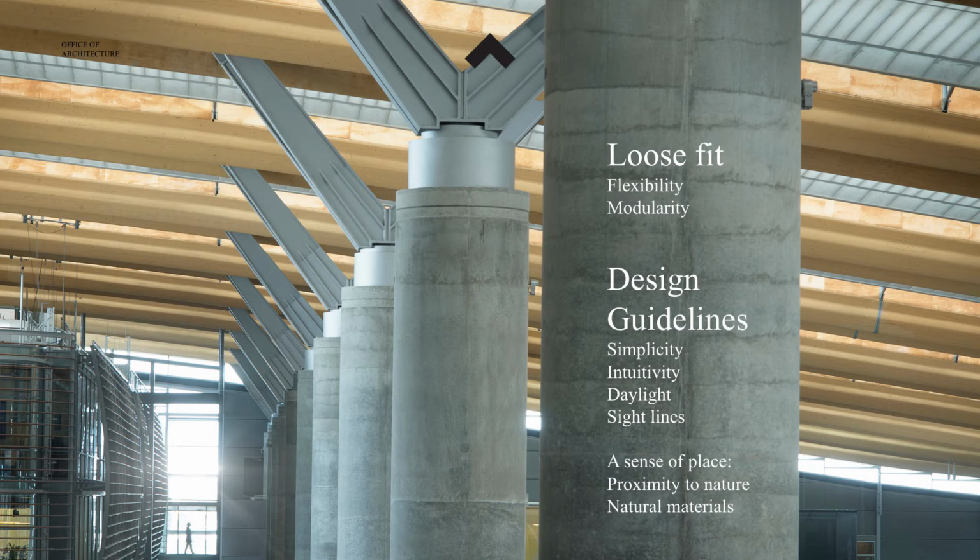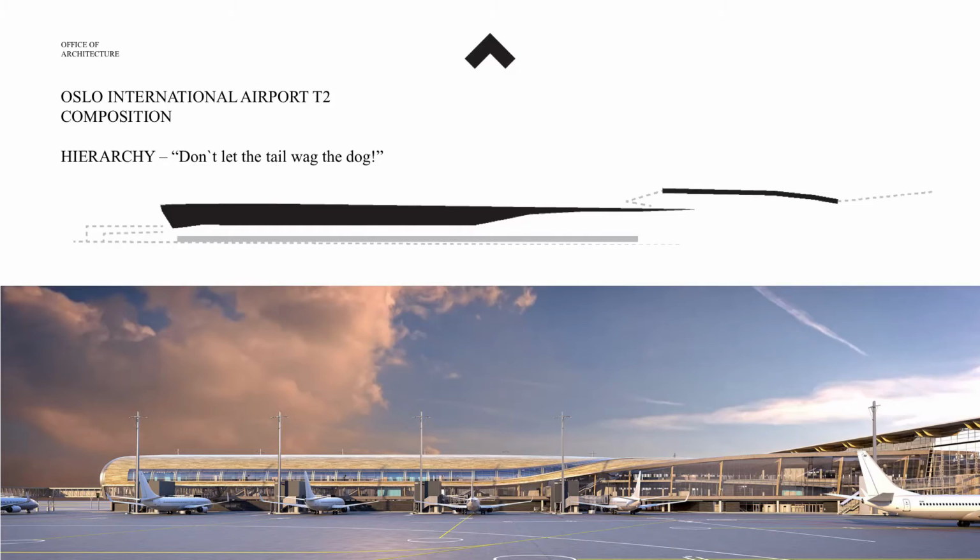So how do we handle the need for flexibility? Well, one is to say that we do all the things we can do in what we call a loose fit approach. That means that we need to understand every function and design for that to expand. And when it comes to the design guidelines, we, as Scandinavians, obviously go for simplicity, intuitivity, daylight, and sightlines. That means, as mentioned earlier, it needs less signage. It creates better flow through the building.